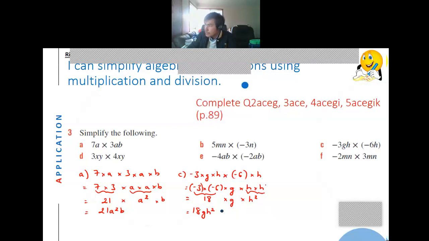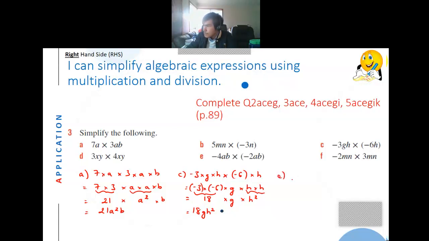Right, and finally we got e. We've got negative 4 times a times b times negative 2 times a times b. Okay. And again, I can put in the brackets around a negative 4 there. So let's group the negative 4 and the negative 2 together, and the a's together, and the b's together.